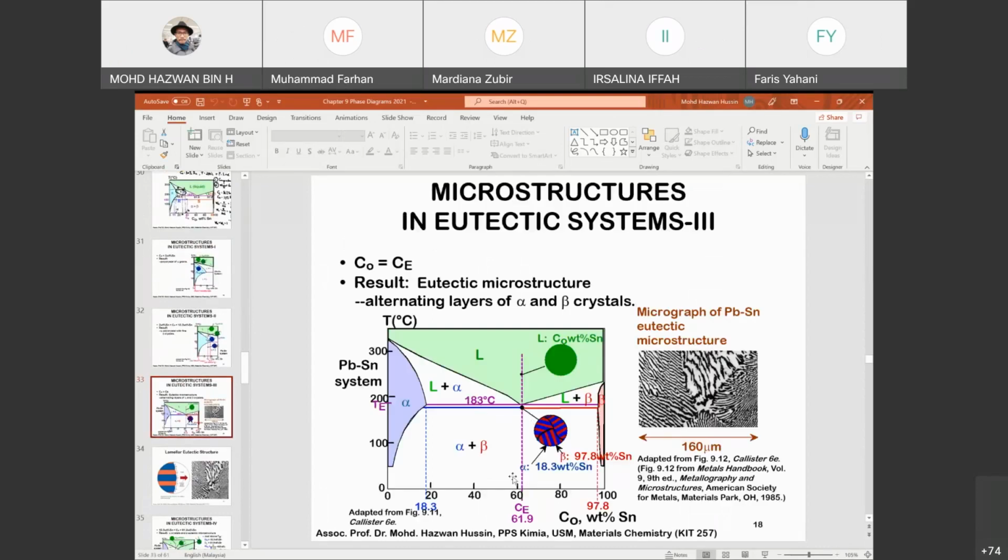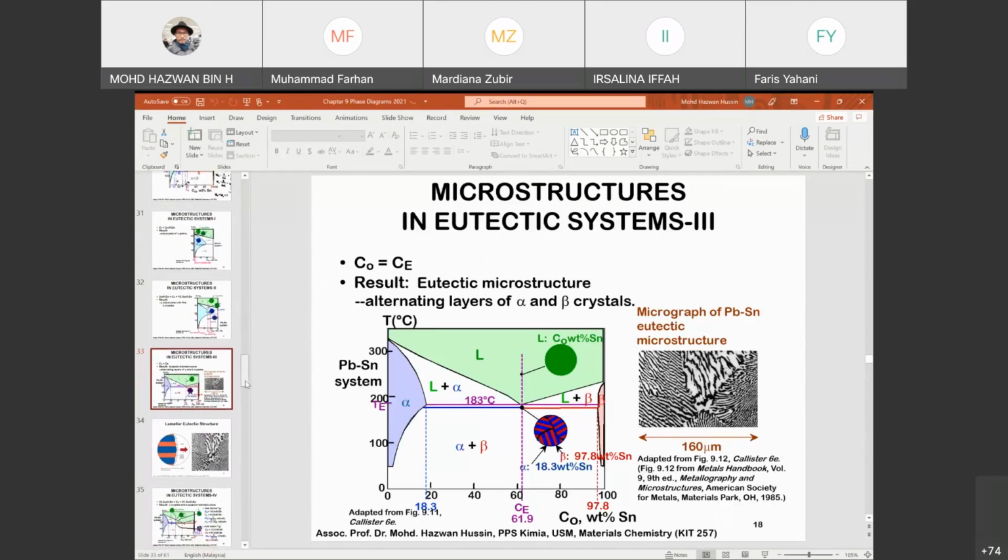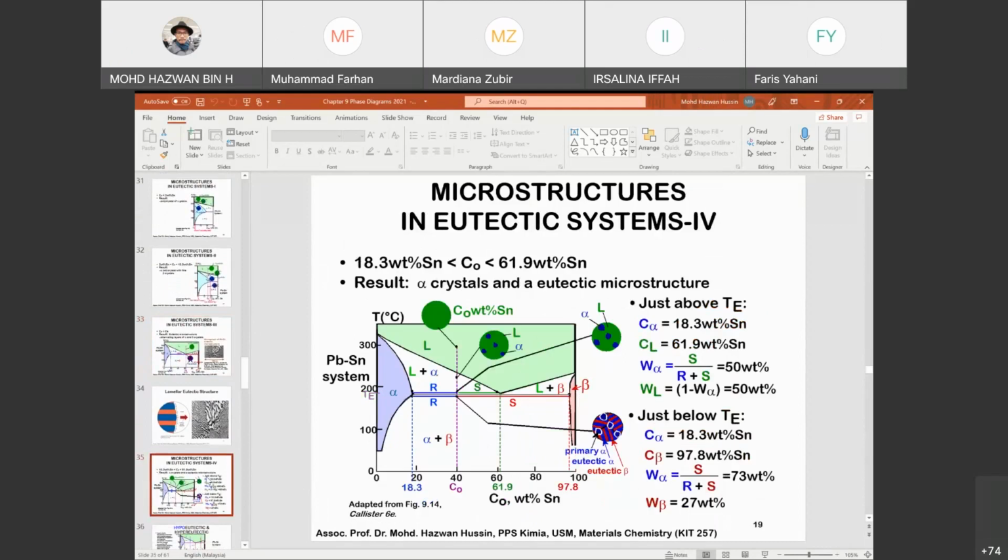Okay, all right. So all this microstructure we have seen just now.